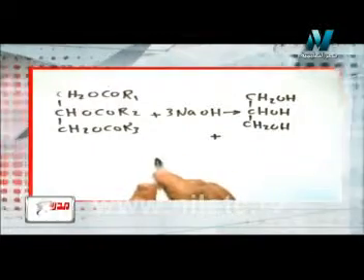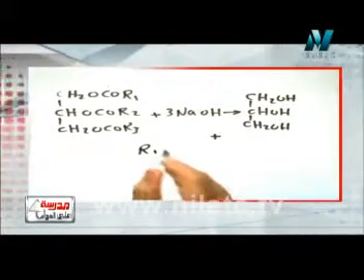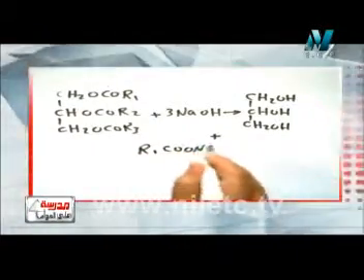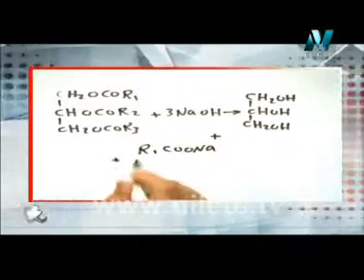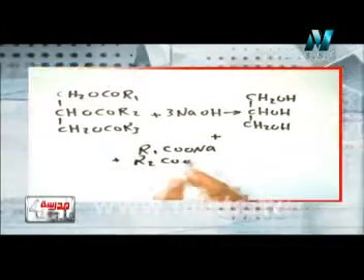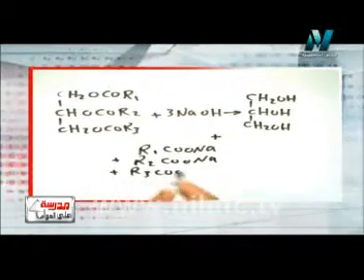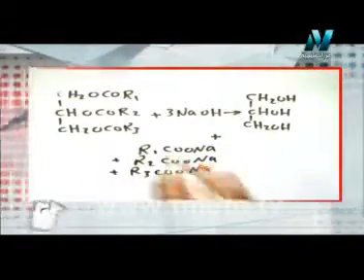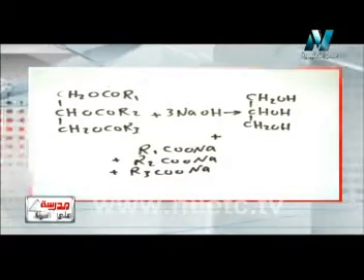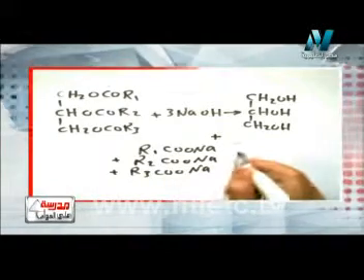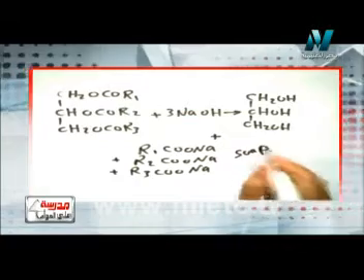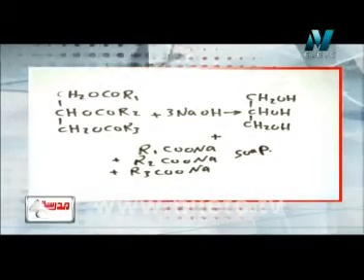Plus R1COONa plus R2COONa plus R3COONa. If the R groups are equal, it gives 3 molecules of soap, the sodium salt of these fatty acids.